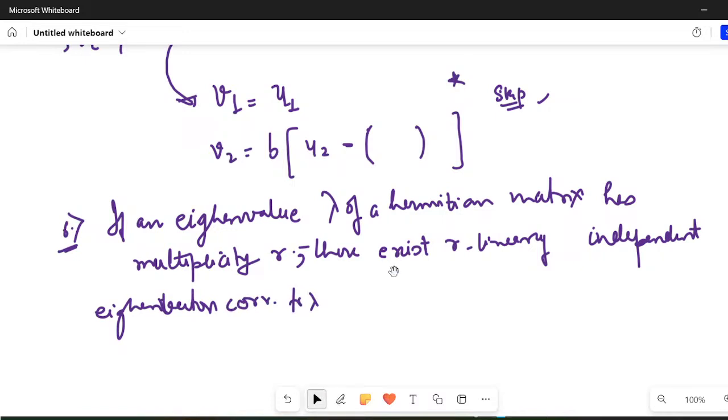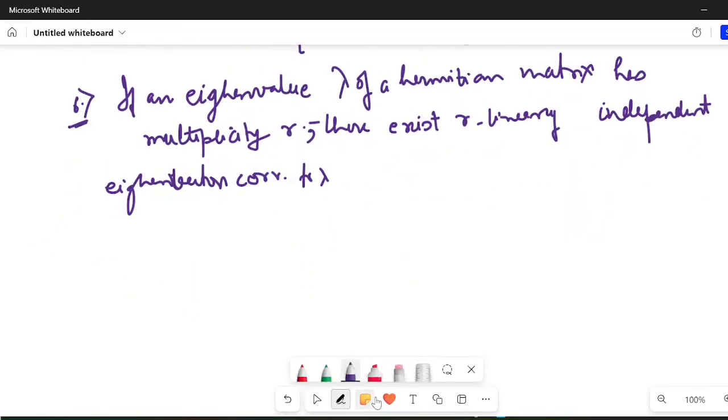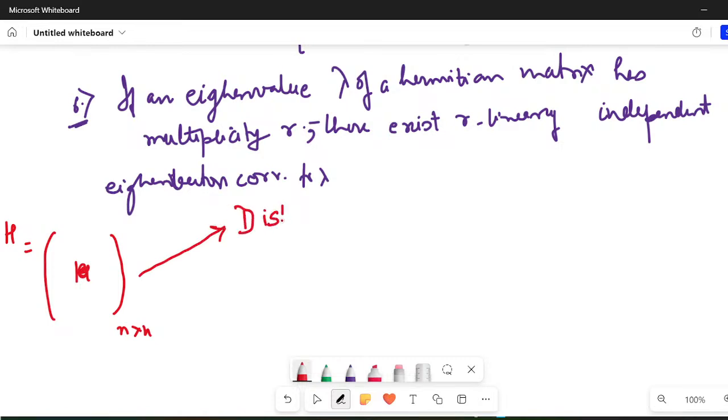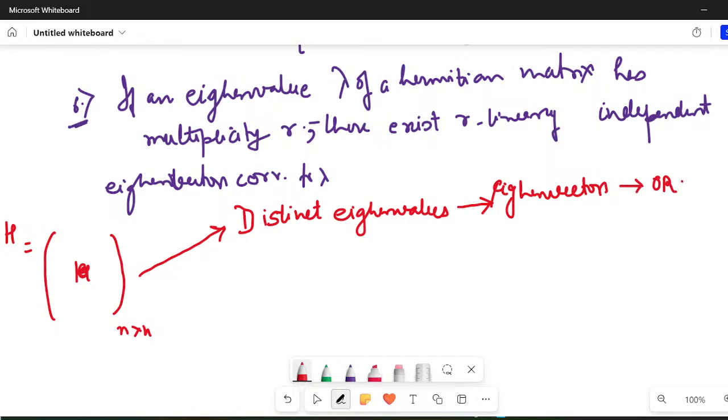Now what is the beauty of it? See, if a matrix is Hermitian, let's say this is your Hermitian matrix H of n cross n, then there are two possibilities. One of the possibilities is that they have distinct eigenvalues. If they have distinct eigenvalues, then corresponding to each of these eigenvalues, the eigenvectors which are created are orthogonal to each other.